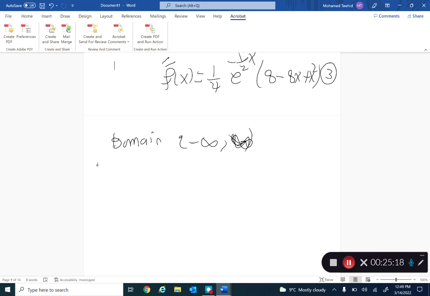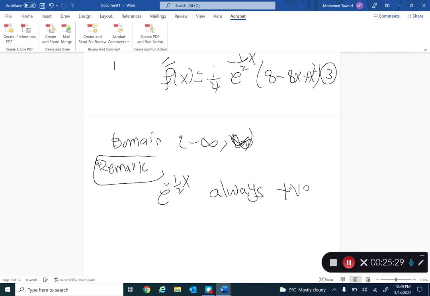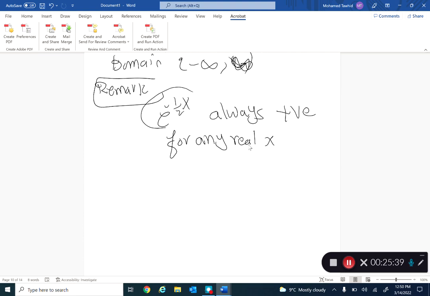Another fact here, let me write this remark. What is the remark here? You have e to the power negative 1 over 2x. It turns out this term is always positive for any real number x. Let me show you here. Whenever you have an exponential term like this, it's always positive. Why? What happens if you take x equals 0? Then you have e to the power 0, which is 1, which is positive.